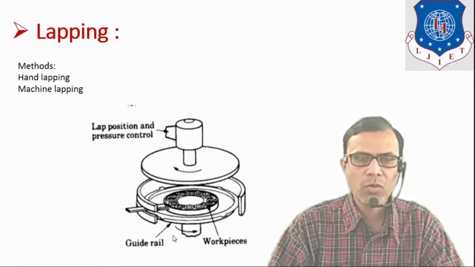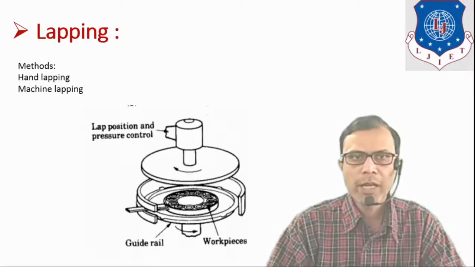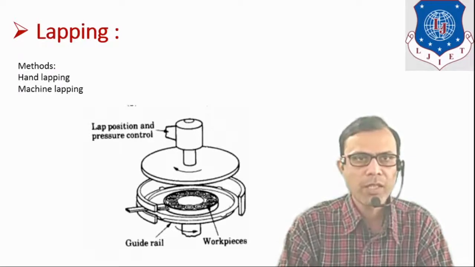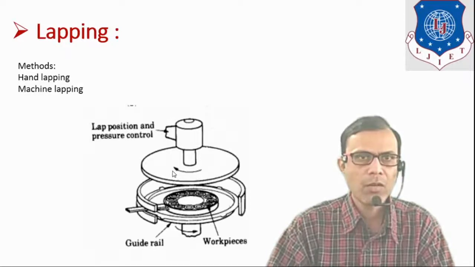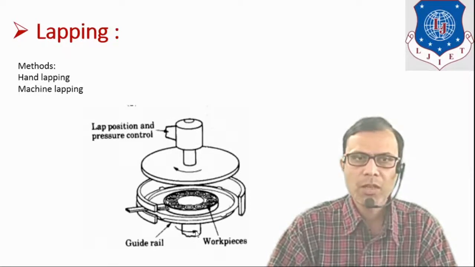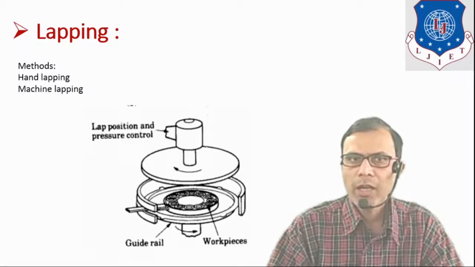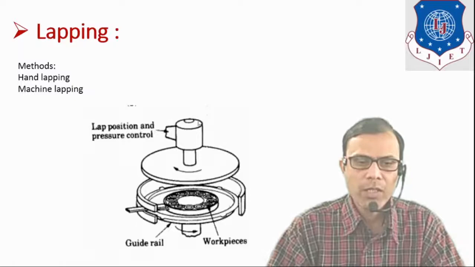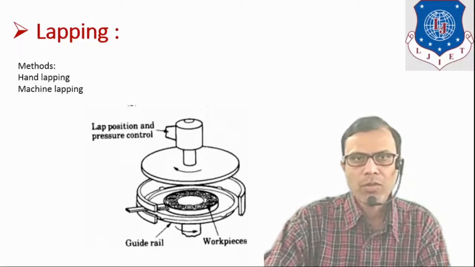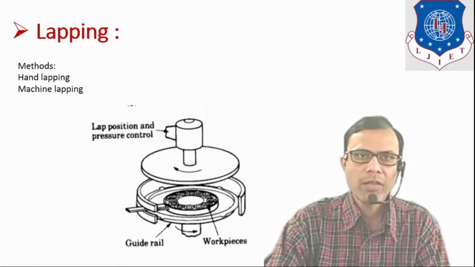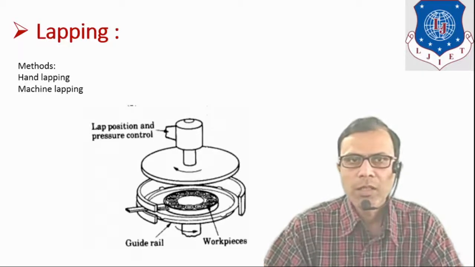The work table is also provided rotary movement, and the lap tool is also provided rotary movement. But the directions of rotation of the workpiece and the lap tool are opposite to each other. As shown in this diagram, if the lap tool is moving in a clockwise direction, then the workpiece table must be moving in an anti-clockwise direction. Now the lap tool is pressed against the workpiece and the whole process is carried out. By that rubbing action, the surface of the workpiece gets finished.